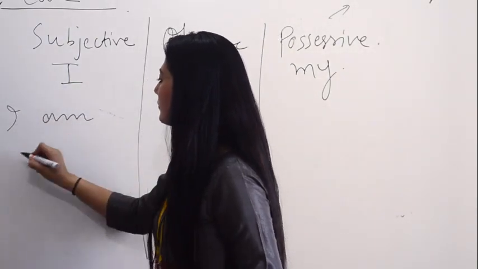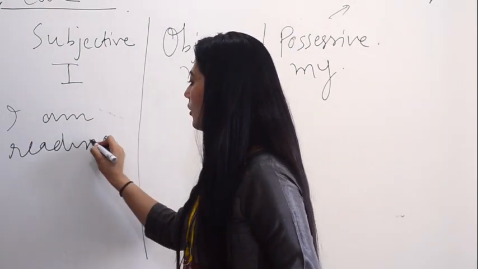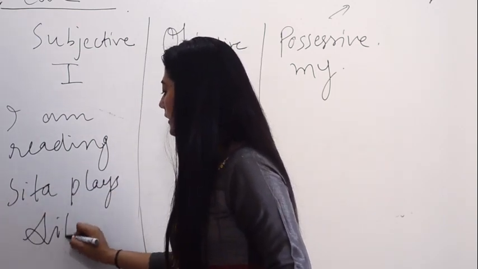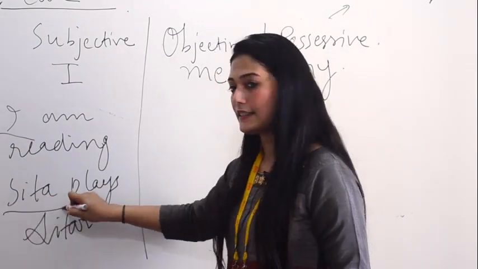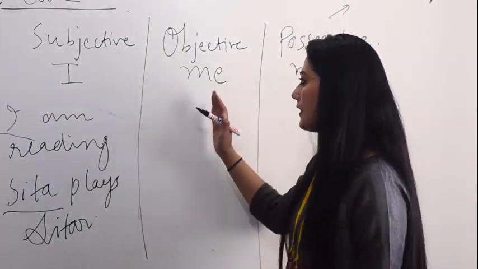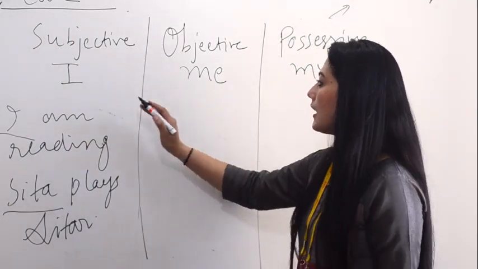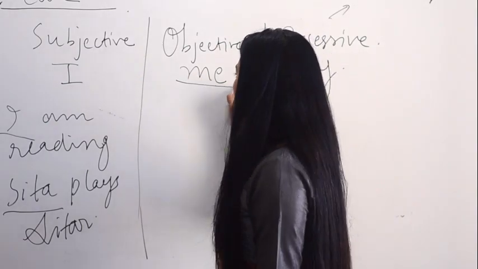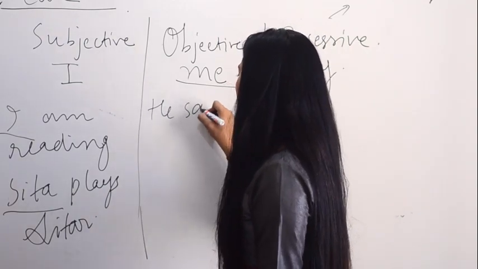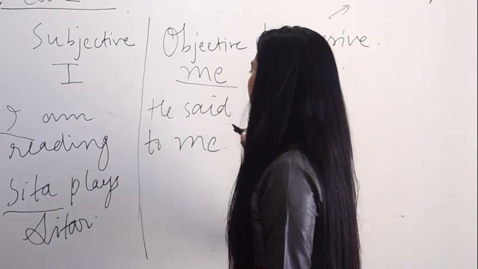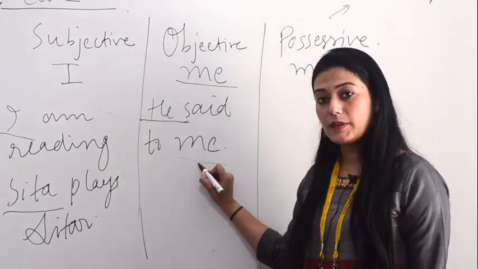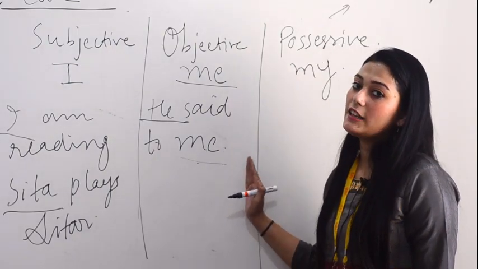I am reading, or Sita plays sitar. Here I and Sita are used in place of the subject in a sentence, so they are in subjective case. In the same way, when me is used in place of object, it will be treated as objective case. For example, he said to me. Here he is the subject and me is the object, as it is placed in the place of object, and will be in objective case.